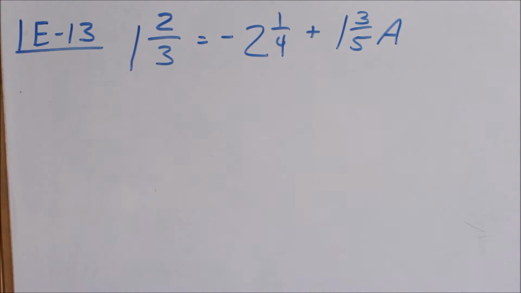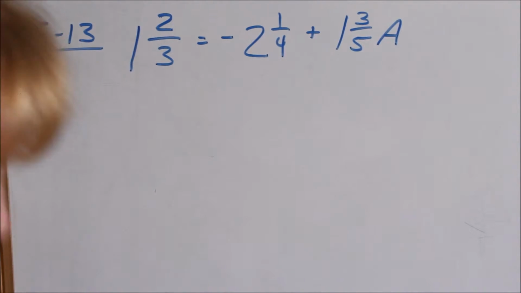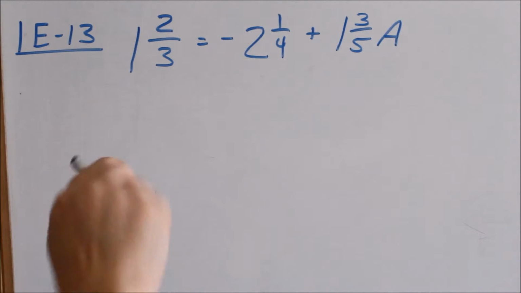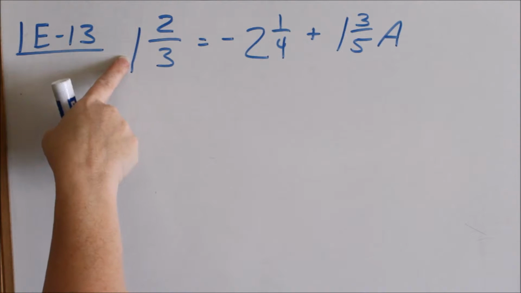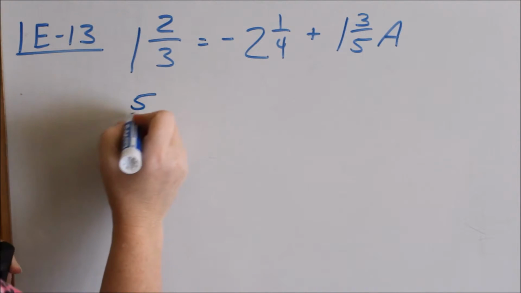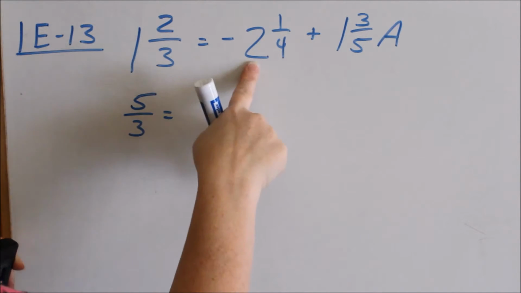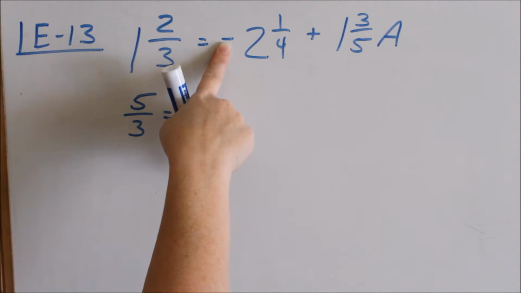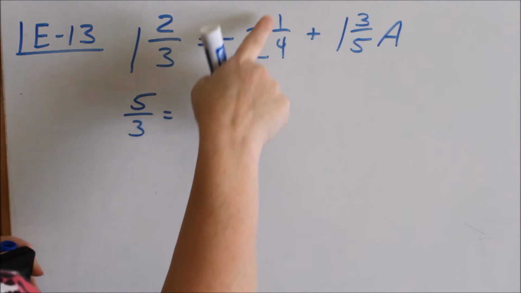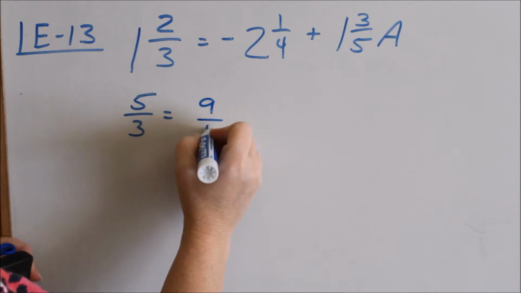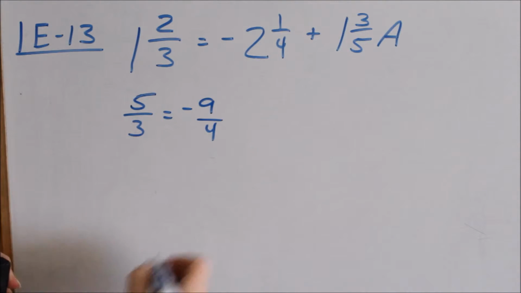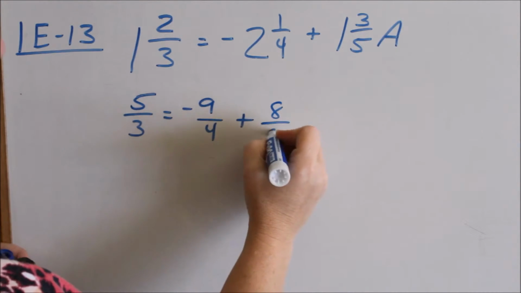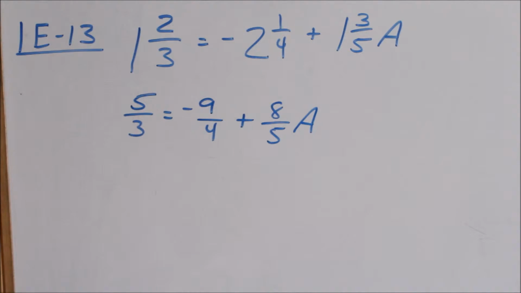1 2/3 equals negative 2 1/4 plus 1 3/5 a. My recommendation, always change your mixed numbers into an improper fraction. 3 times 1 is 3, plus 2 is 5. That will be 5 thirds. Negative 2 1/4. Ignore your negative while you're changing it to an improper fraction. 4 times 2 is 8, plus 1 is 9. 9 fourths. Now put your negative back in. Plus 5 times 1 is 5, plus 3 is 8. 8 fifths, and then don't forget your unknown.